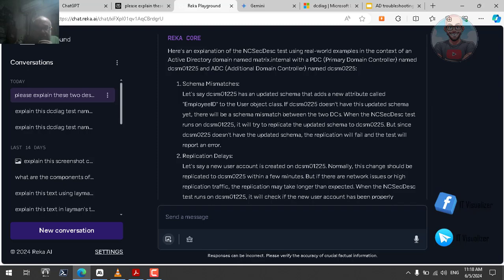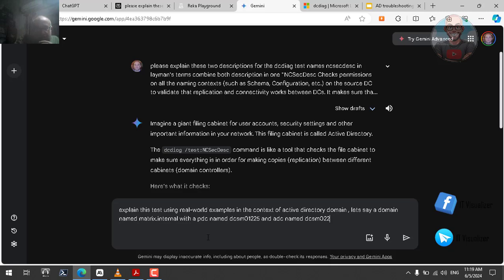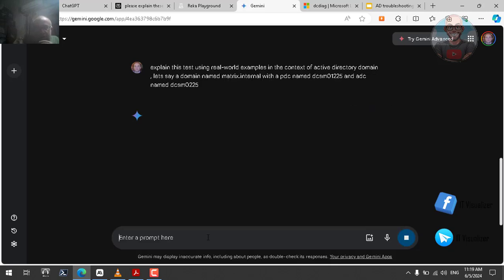And the same for the schema. The answer here is saying that the test will replicate. It will not replicate, so this is not correct at all. Let me try giving this to Gemini, but I don't think it will give me any good answer.